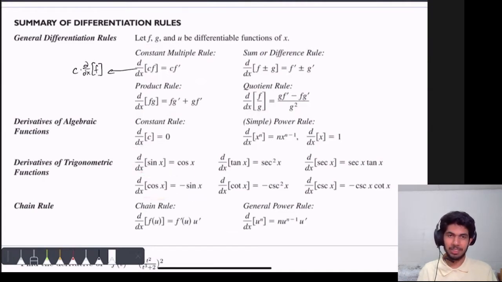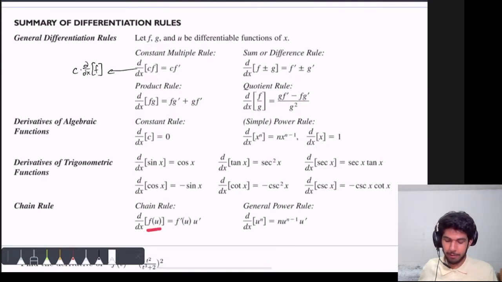Those are really important, because in case you forget these last four, you can derive them using the quotient rule, because most of these are just quotients. Tangent is sine over cosine, secant is 1 over cosine, cotangent is cosine over sine, cosecant is 1 over sine, and then just use the quotient rule. Then the chain rule is just what we did.